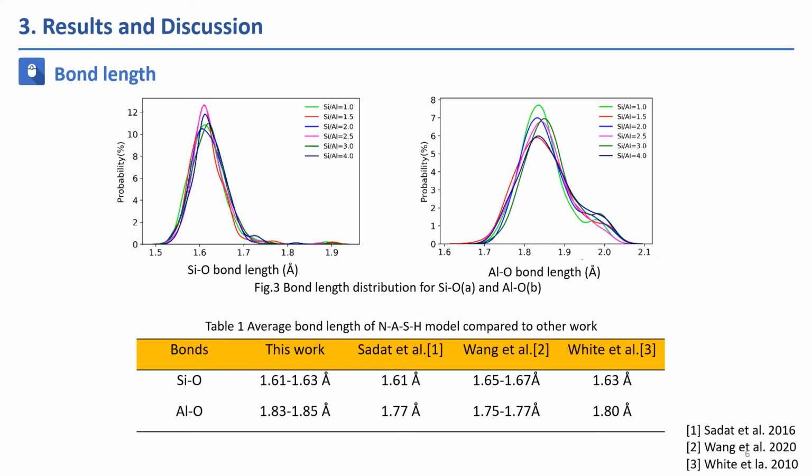First of all, let's look at bond length. We can see the bond length for silicon oxygen and alumina oxygen, they are all consistent with the other research. The only thing I want to point out here is that for higher silicon to aluminum ratio, we have a longer bond length.